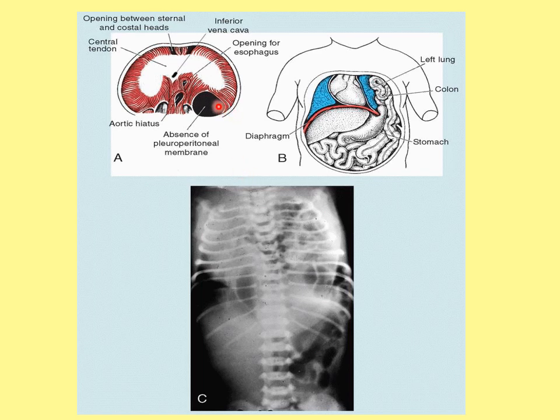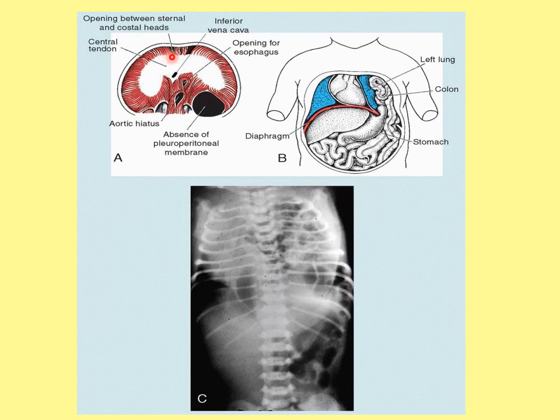So in this picture you can see that if there is a problem in the hiatus of the esophagus, and through this structure there is herniation of the abdominal viscera, we label it a hiatal hernia.